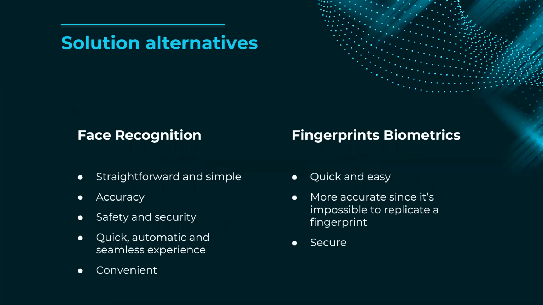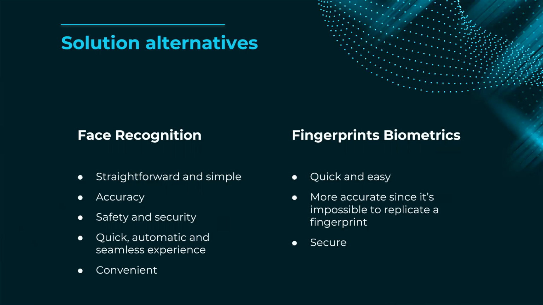Moving on to the solution alternatives. As you know, face recognition is extremely straightforward and simple. All you have to do is look at the camera and it will take care of the rest. It also has a high level of accuracy. As you might guess, it isn't easy to duplicate facial information. It is also secure. In fact, face recognition is a highly efficient method that you can use to safeguard data. This makes it great for protecting highly sensitive data. It can also be convenient, a quick, automatic and seamless experience.